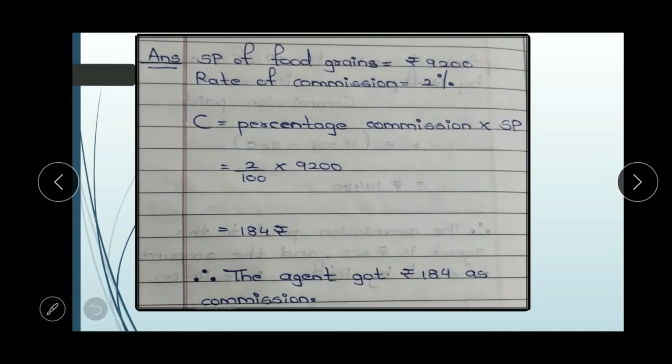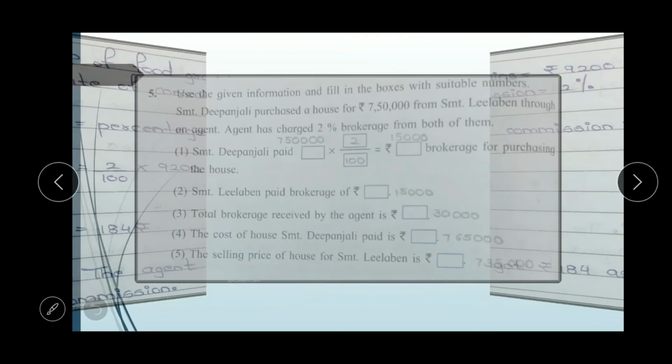Okay, so see again the same formula. Commission paid is equal to percentage commission into selling price. As I told you, always the percentage is calculated upon 100. So 2 upon 100 into 9,200. Again these two zeros gone, these two zeros gone. Perform 92 into 2, you will get the answer 184 rupees. So therefore the agent got rupees 184 as a commission.